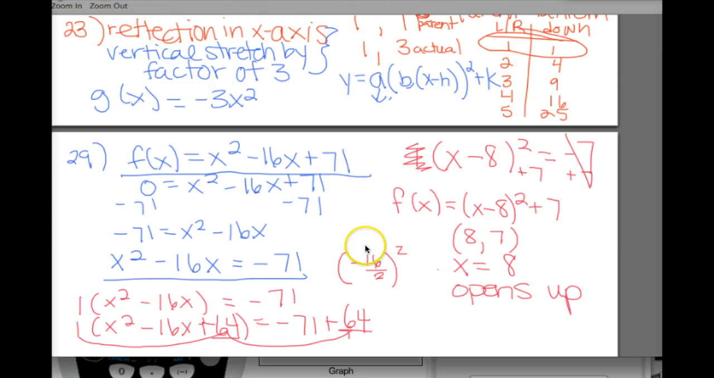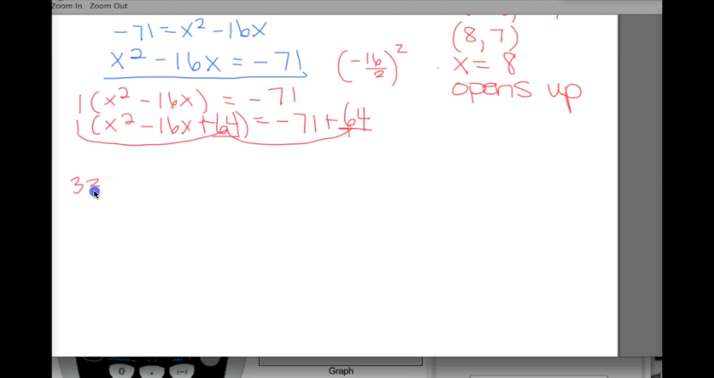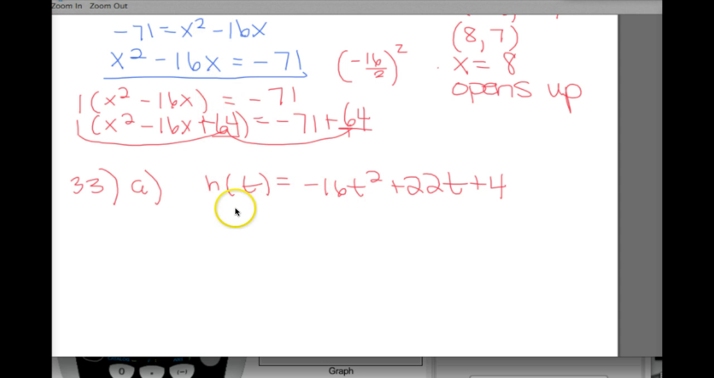Last thing that I want to remind you of, I'm not going to do all of 33. I'm just going to briefly touch on part A. When you are writing the standard form for this one, again, you have to complete the square. So all those steps that we just did here, we need to do here as well. So I take out my h of t. I move this to the other side, so I end up with this.